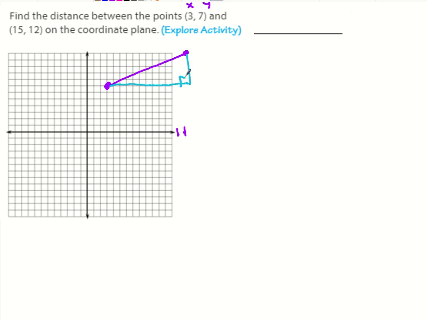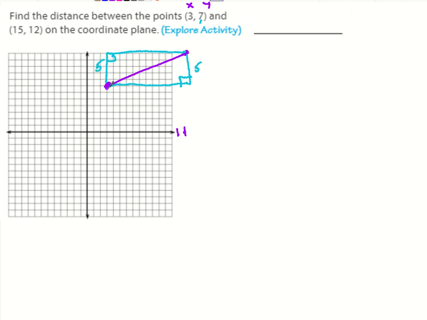Okay, so here's my right triangle. And you could have also gone this way as well. It doesn't matter because they're going to give you the same length for your legs. So these are your 2 possible right triangles, and here's the hypotenuse for both. Now the length of one leg, as we know, is the distance from the y values, from 7 to 12. I can count that up here, which is 5.